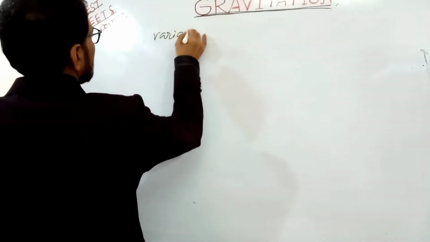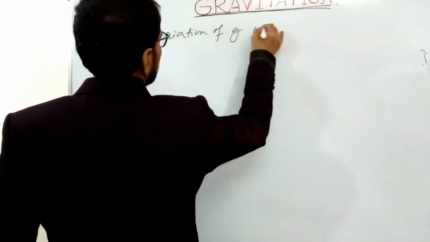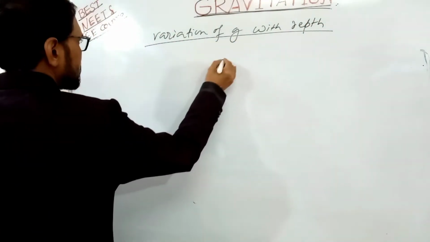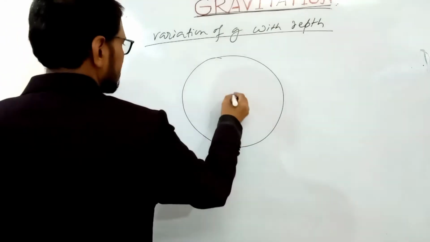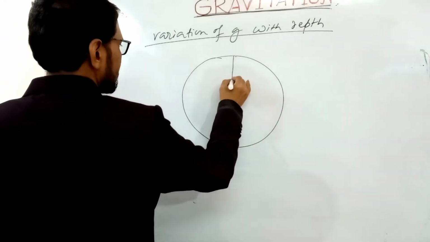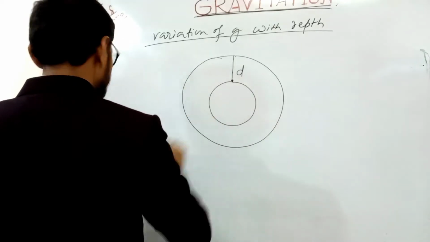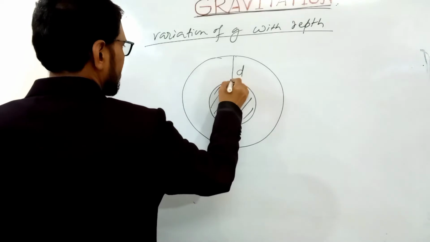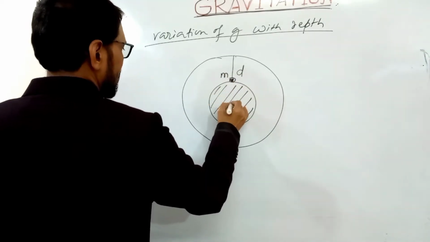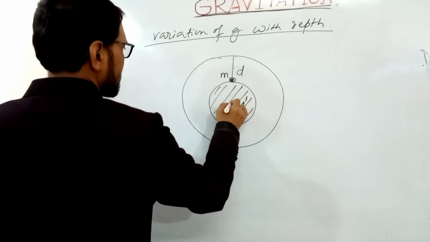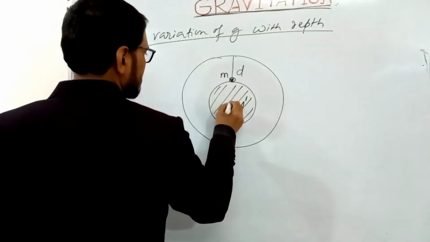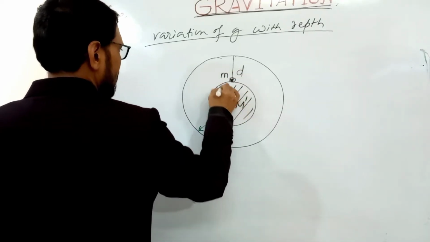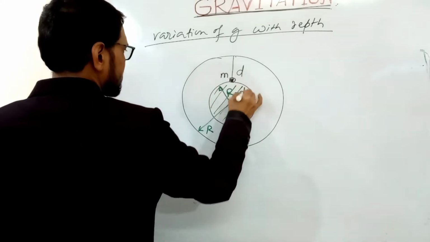Now variation of g with depth. Suppose this is the earth and a body is taken at a depth d. The body is here, and the mass of the inner sphere is m dash. What is the distance between these? This is r, this is d, so the radius will be r minus d.